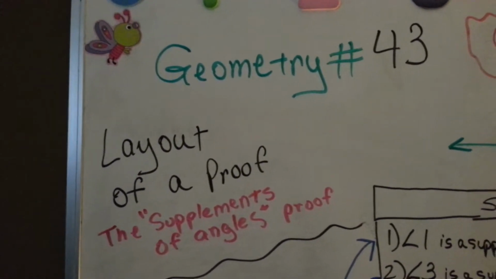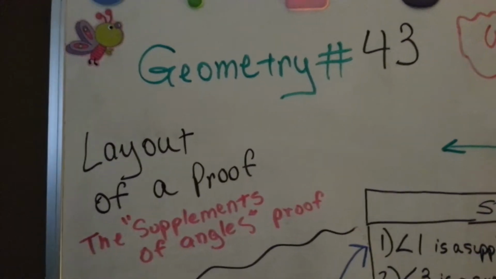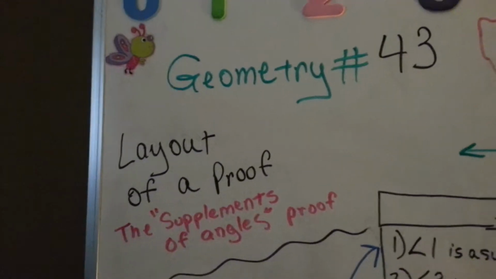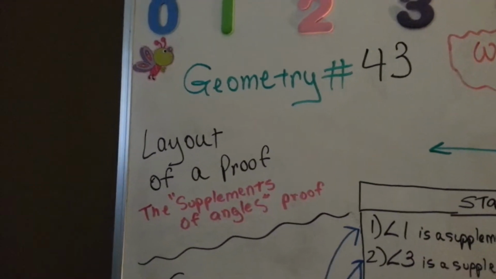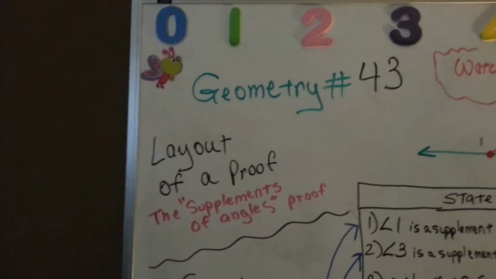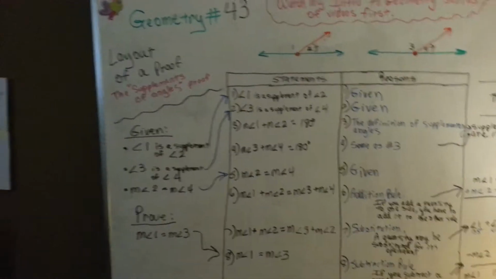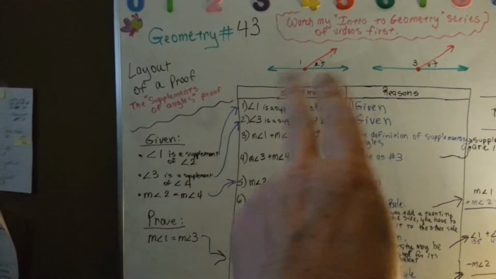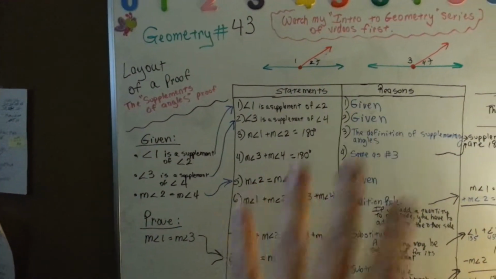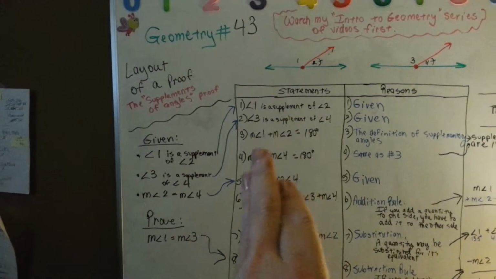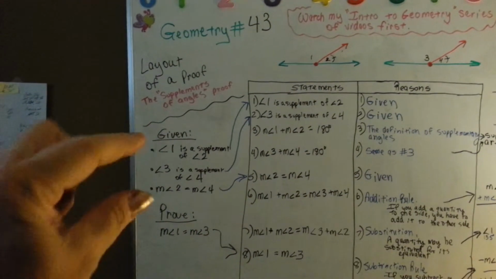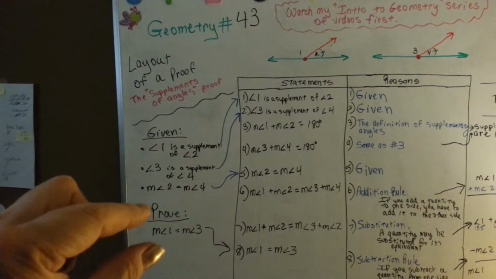Layout of a proof, the supplement of angles proof. The last few videos we've done examples of proofs, and we are now on supplement of angles proof. Let's take an overall look of what we've got here. We've got our drawing, as we should have, above the proof table. We've got our proof table with our statements on the left and our reasons on the right. We've got our given and the thing we're trying to prove.